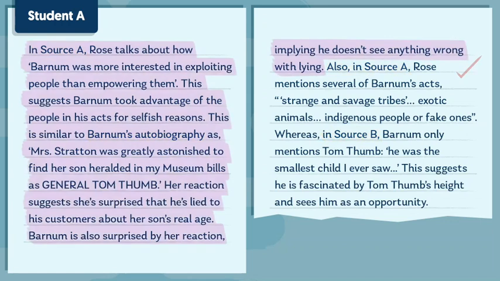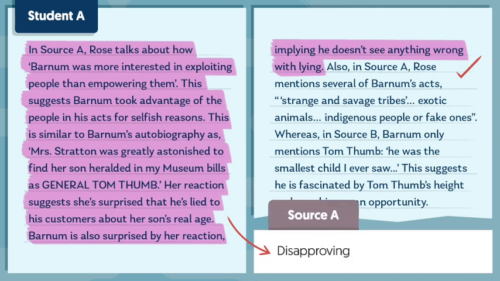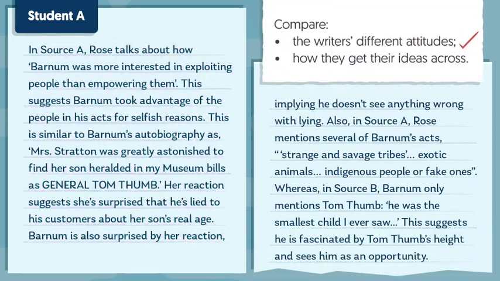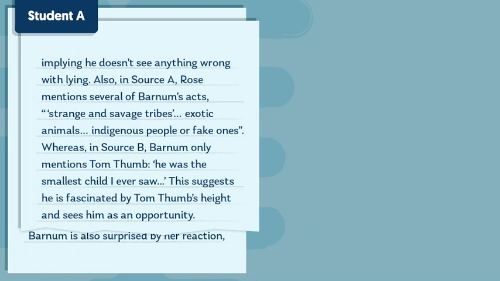The first comparison is successful, as their points do link and they explain what their evidence suggests or reveals about the writer's attitudes. The first text is disapproving of Barnum's behaviour, whereas the second shows that Barnum is oblivious to recognise what he's doing is wrong, so they would be rewarded for this response so far. Up to this point, student A addresses the first bullet point of the question well, the writer's different attitudes. It's from this point, though, that they begin to lose focus.